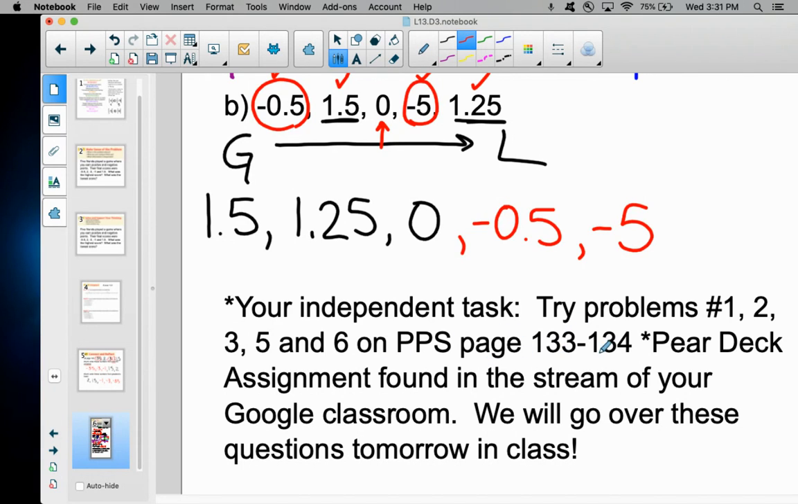And so even though this is an all virtual day, I would like you to try some problems on your practice and problem solving page. It is in a Pear Deck format, not Kami. So you can find that in your stream of the Google Classroom. And I did list 1, 2, 3, 5, and 6. Those questions are in the Pear Deck. I do have a bonus question. It is noted on the Pear Deck that it is an optional bonus question for you to try.